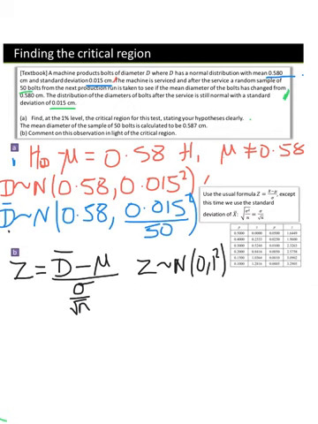So if we input our values then, following this we can therefore say that Z equals the distribution for the sample mean D minus the population mean, which we know, so I can actually put 0.58 and divided by 0.015 over root 50.